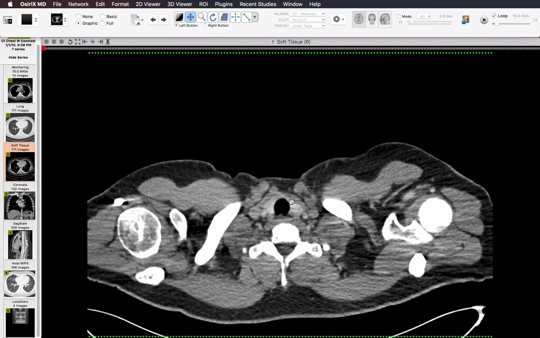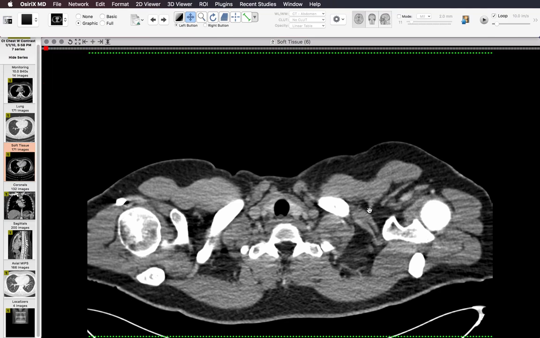Now the thyroid gland is right here, and I'm making sure that it's not enlarged and that it doesn't have any nodules in it. But you don't have to follow up every nodule. I usually use the ACR guidelines on whether to follow up a nodule, which is based on size and the age of the patient. The next thing I do is look for lymph nodes.